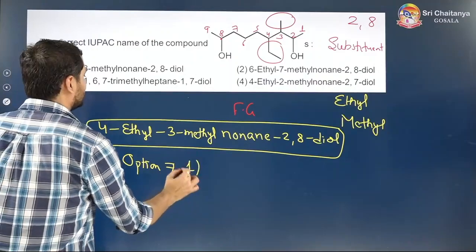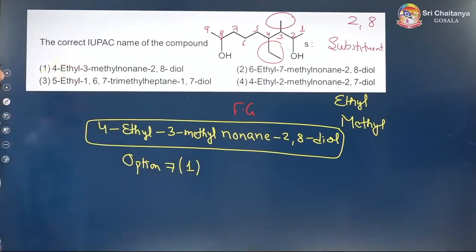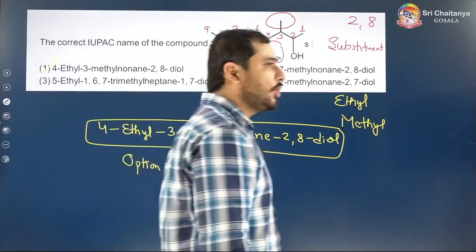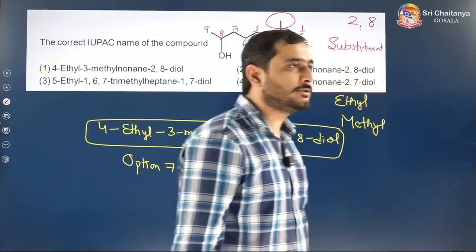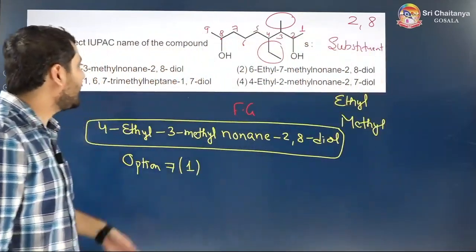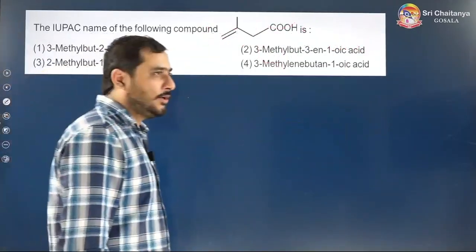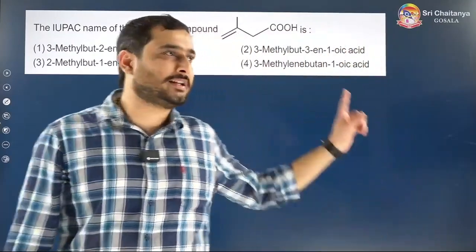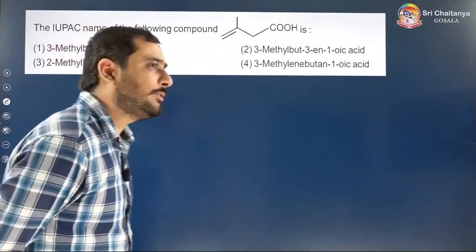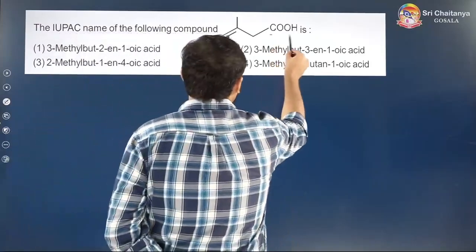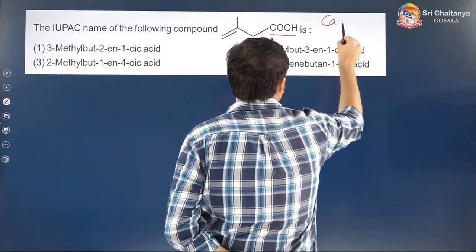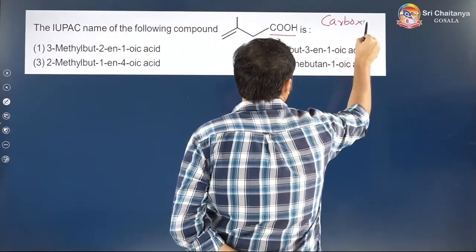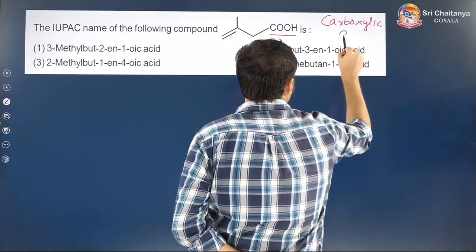Option number 1 is 4-ethyl-3-methylnon-2,8-diol. Now check, any doubt in this question? In the next question, first I am asking what functional group is present in this compound? Carboxylic acid, very good. Which functional group is present here? COOH. What is the name of the functional group? It is carboxylic acid.